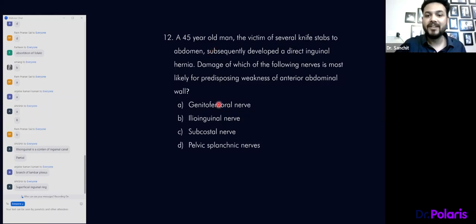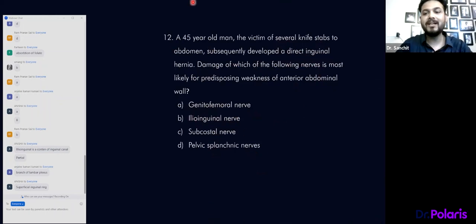Now, simple. If it is ilioinguinal and it is coming into my inguinal canal, if there is an injury of this particular nerve, it will lead to a direct inguinal hernia. Simple. Right? Understood? Anyone has any doubt in this? Have you guys followed me where I went?